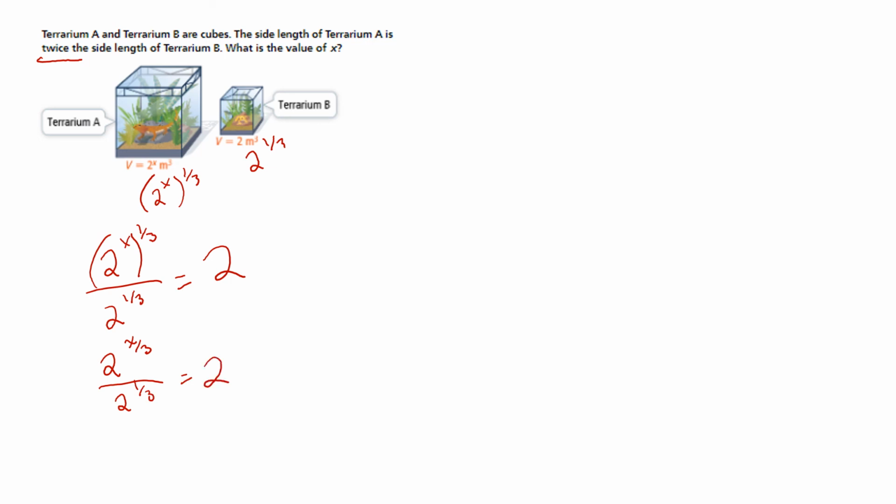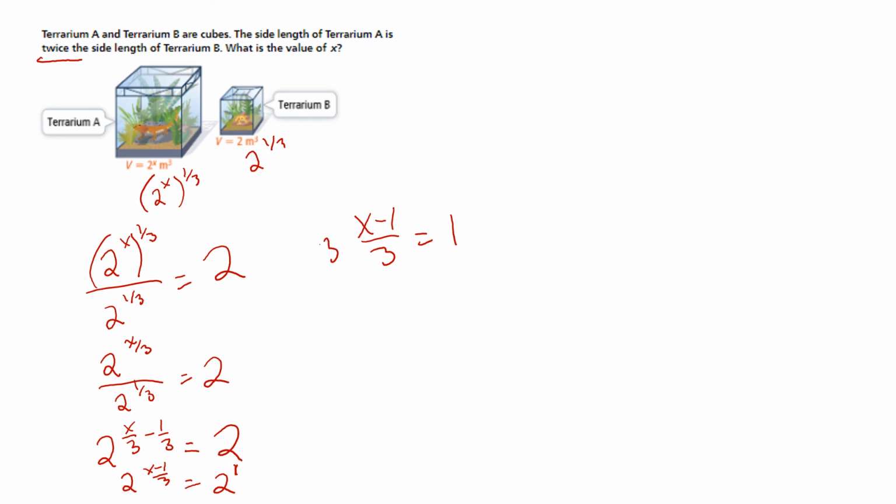When we divide, that means we subtract exponents. 2 to the x over 3 minus 1/3 equals 2. They even have a common denominator already. Let's combine it with a common denominator. 2 to the x minus 1 over 3 equals 2. All right, well that's 2 to the 1. Remember, if there's no exponent, it's to the 1. We have 2 to the something equals 2 to the something. That means that x minus 1 over 3 has to equal 1. So to solve, we can multiply by 3.